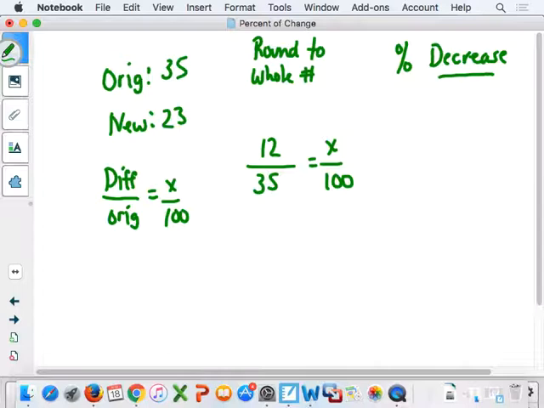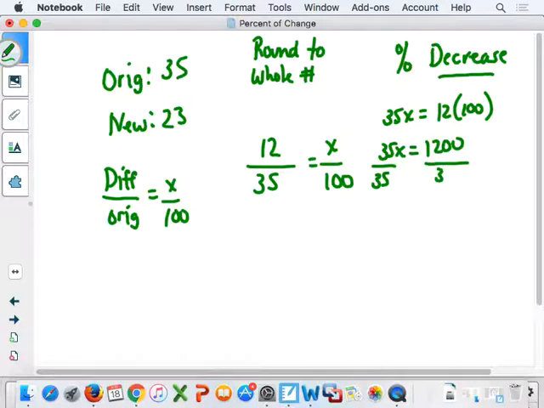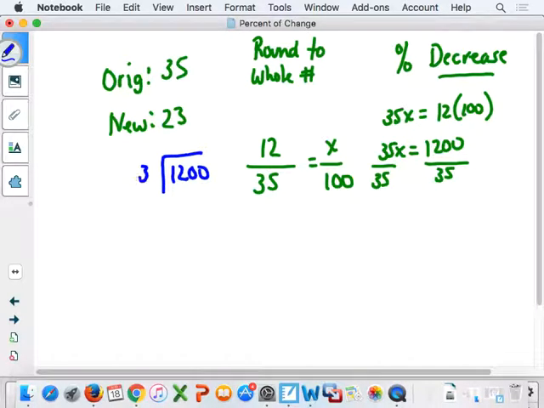Anything over 100. Okay, so now 35 and 100, I don't see a shortcut, so I'm going to have to say 35 times x is equal to 12 times 100. So 35 times x is equal to 1200. So now we need to get the x by itself, so we're going to divide by 35. Okay, so now let me make some room over here, and let's do 1200 divided by 35.